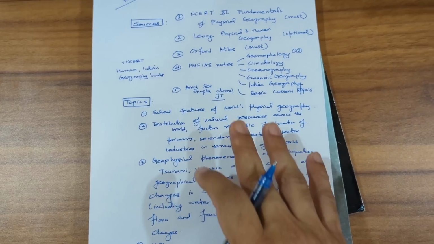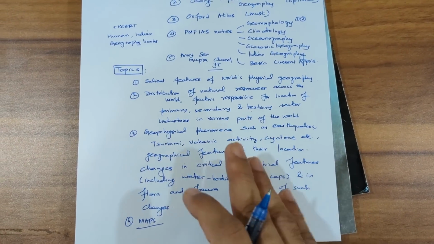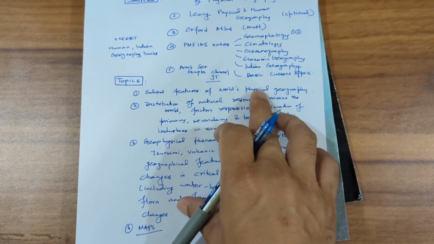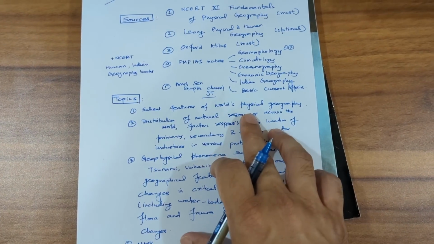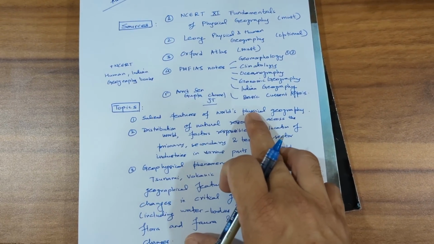If you look into the topics that UPSC has given, it is very broad and it is not as comprehensive as you think it would be. It is simply salient features of world's physical geography. So this covers pretty much everything. This covers geomorphology, climatology, oceanography. Everything that comes in world geography is covered for UPSC.